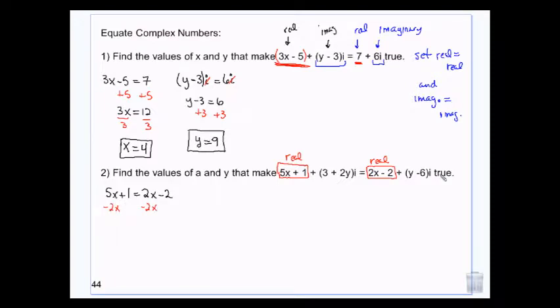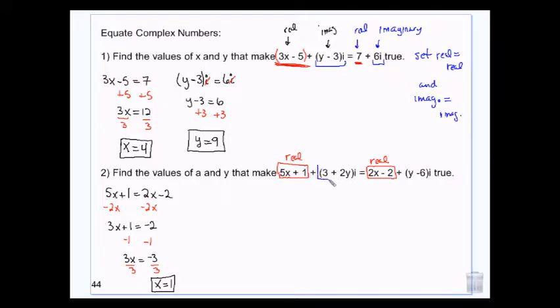Subtract 2x from both sides, and I get 3x plus 1 is equal to negative 2. Subtract 1 from both sides, and you get 3x is equal to negative 3. Divide by 3. x equals 1. So that's the real part.